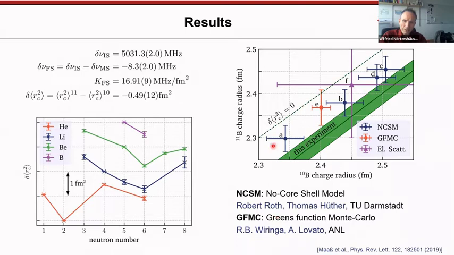And here are results from no-core shell model calculations from Robert Roth and Thomas Hüter, and Green's function Monte Carlo calculations from the Argonne group. And you see that they all lie approximately along this line, and their uncertainty bars overlap somehow within a little bit more than 1 sigma with our measurement.